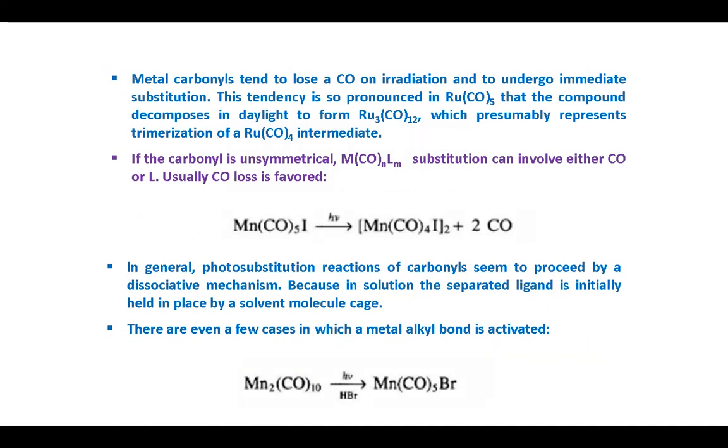Metal carbonyls tend to lose a carbon monoxide on irradiation and to undergo immediate substitution. This tendency is so pronounced that the compound decomposes in daylight to form Ru3(CO)12, which presumably represents trimerization of a Ru(CO)4 intermediate. If the carbonyl is unsymmetrical, then substitution can involve either carbon monoxide or L. Usually, CO loss is favored, as shown below.